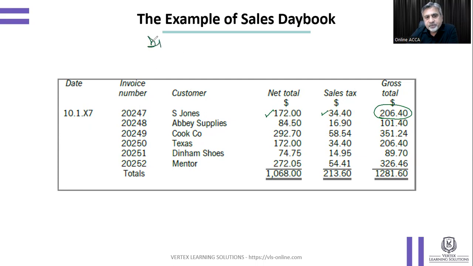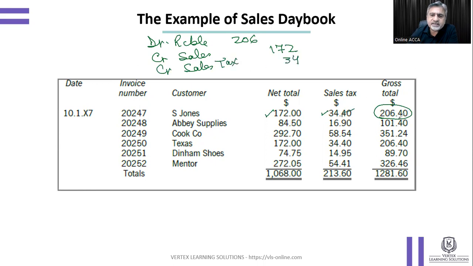We should say debit receivable $206, credit my sales, which are $172, and credit sales tax, which is $34. I just ignored these cents, okay? So this is receivable, this is my asset.